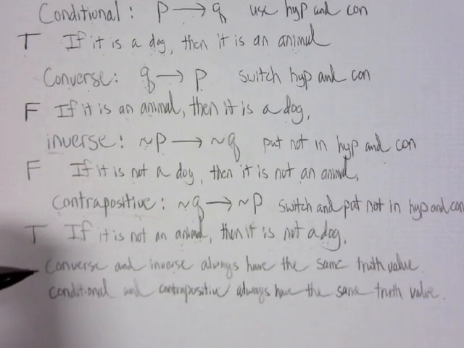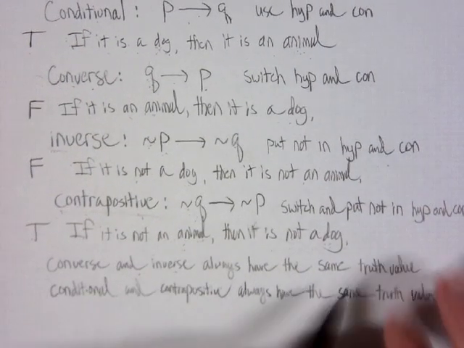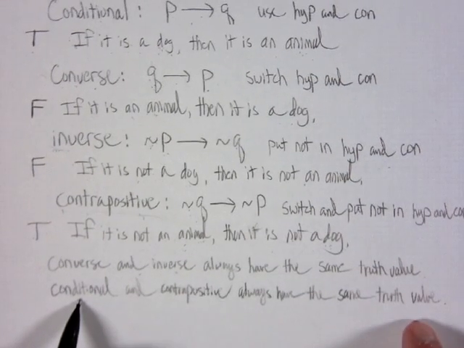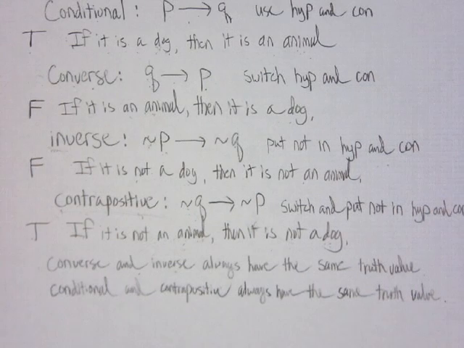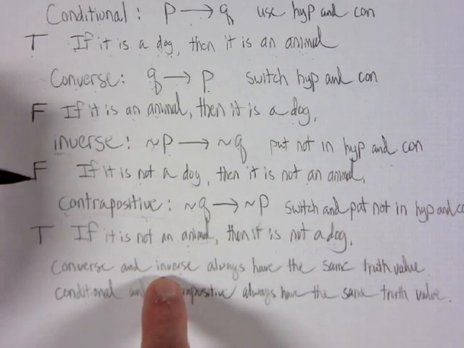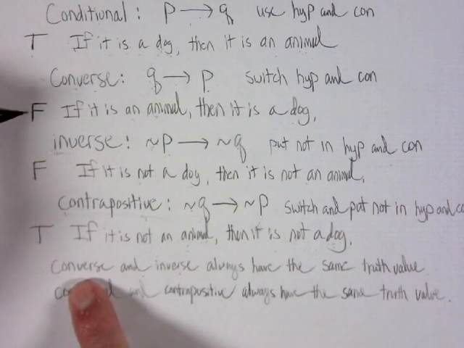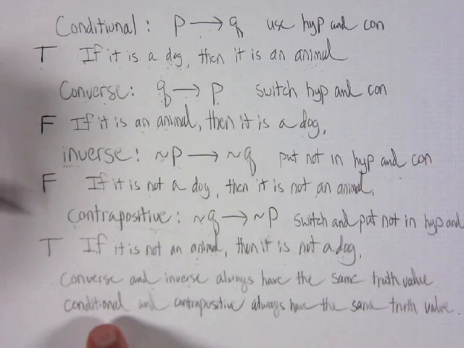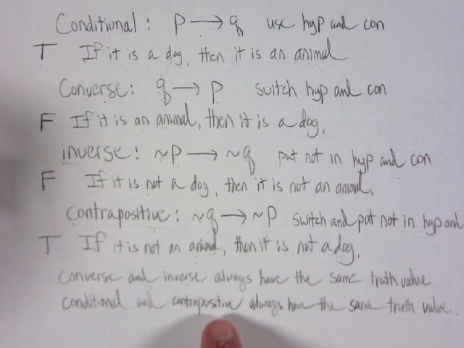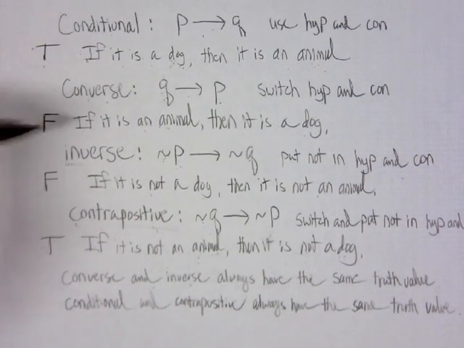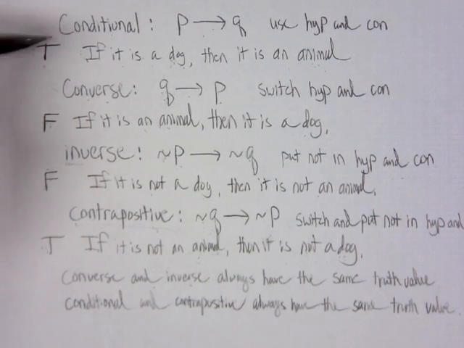Now here's something to remember. Converse and inverse always have the same truth value, and conditional and contrapositive always have the same truth value. What that means is if the converse is true, the inverse also has to be true. If the converse is false, then the inverse also has to be false. And likewise, the conditional and the contrapositive also have to match. If the conditional is true, then the contrapositive also has to be true. So these two always match, and these two always match.